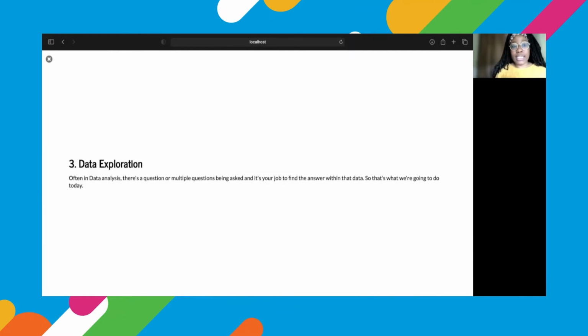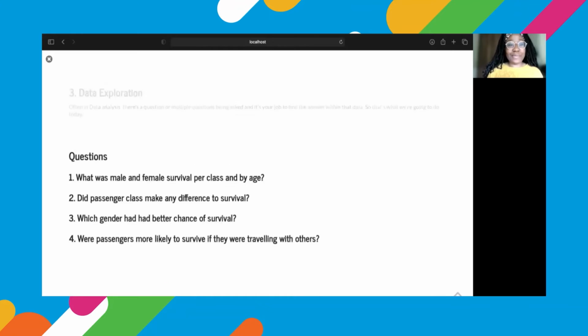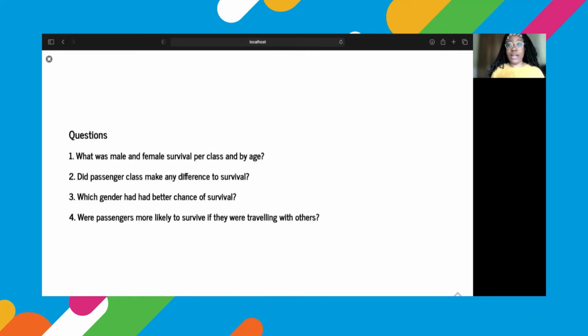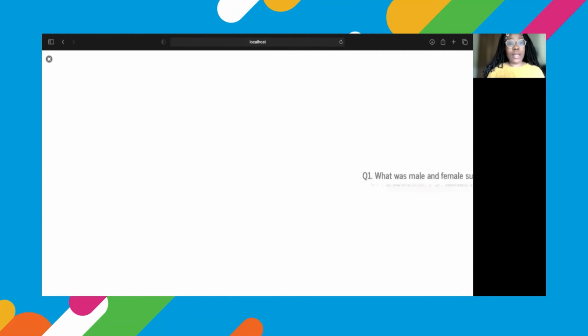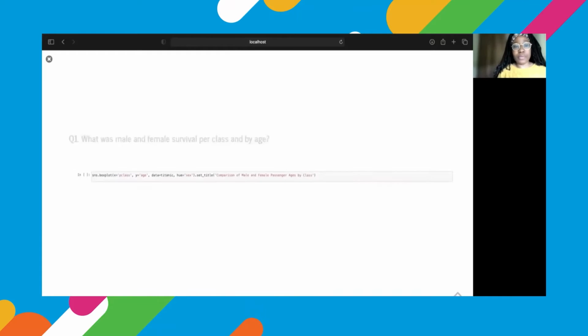So now we're going to explore our data. Often in data analysis, there's a question or multiple questions that we're being asked, and it's our job to find answers to them. I've generated four questions for us to find answers to today, and we're going to go through each one of them and try to find the answers in the data. The first question: what was male and female survival per class and by age? The variables of interest are passenger class, age, survival, and also sex. That's what we're going to be focusing on.